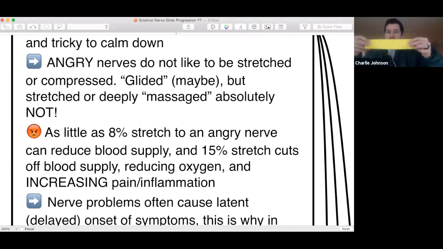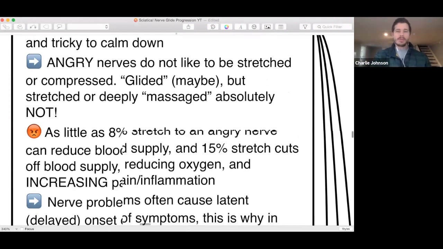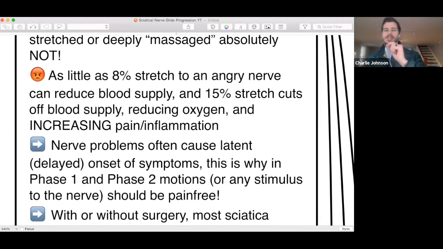So this is 0% stretch. This is 100% stretch. 8% stretch to an angry nerve, almost nothing, can reduce blood supply. 15% can cut it off. Nerve problems often cause latent or delayed onset of symptoms. This is why in phase 1 and phase 2, motions, or any stimulus to the nerve, should be pain-free.